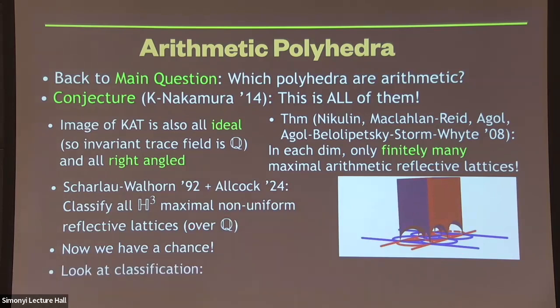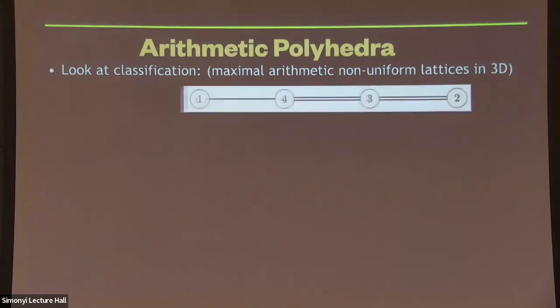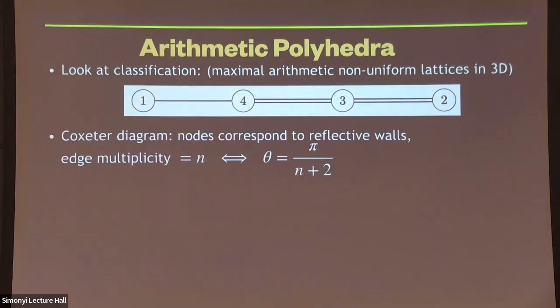So let's have a look at the classification. What does it look like? So here's just a piece of the classification. There's 49 total. I've shown you 7 of them. So these are some Coxeter-Vinberg diagrams, if you like. Let's just have a look at one of them.